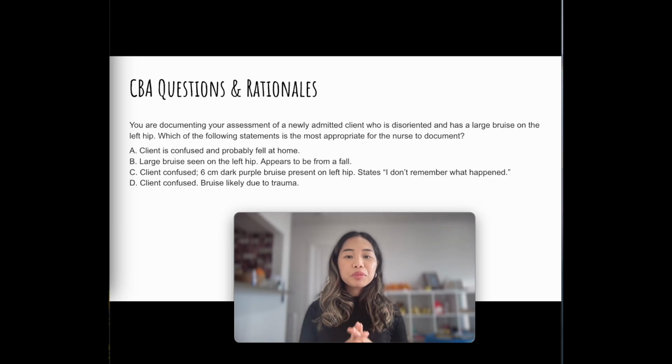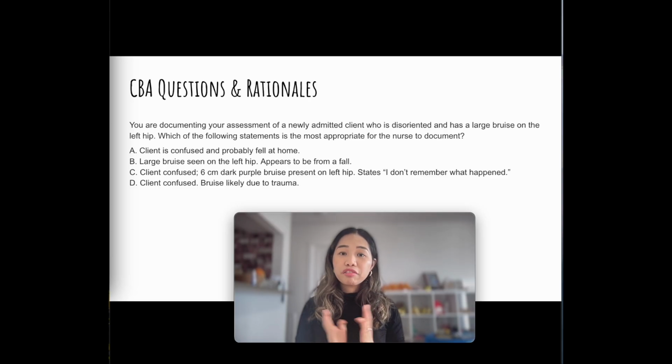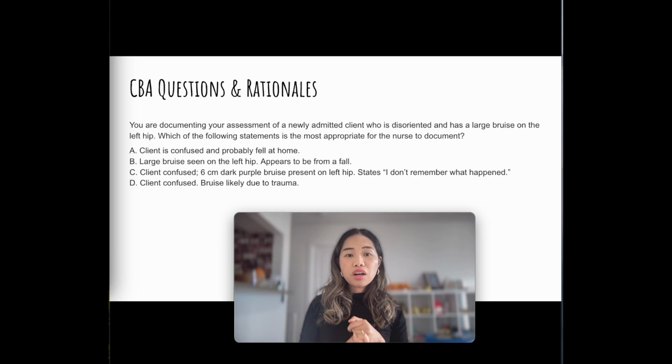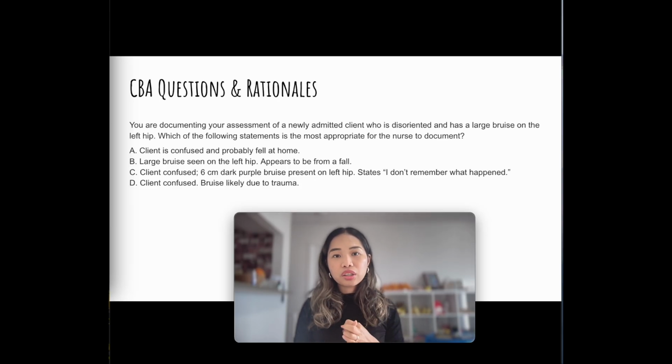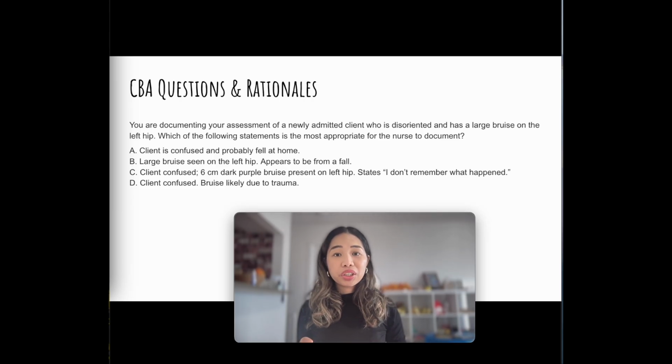And the answer here would be letter C. Client confused, 6 cm dark purple bruise present on left hip, states "I don't remember what happened." This response uses objective data, which is the measurable bruise description, and subjective data, which is the client's statement, without assuming the cause of the fall of the patient. Also, it follows the documentation principle of being factual, concise, and non-judgmental. And that is something you have to remember when you are documenting or charting, not only for the CBA, but also for your SLA as well.